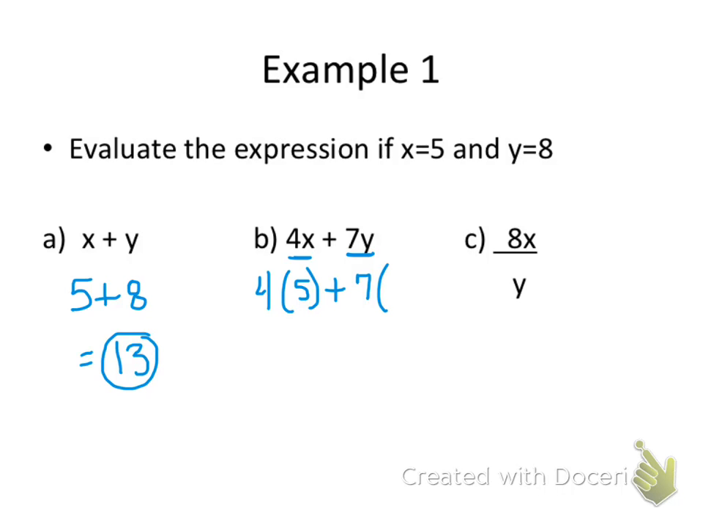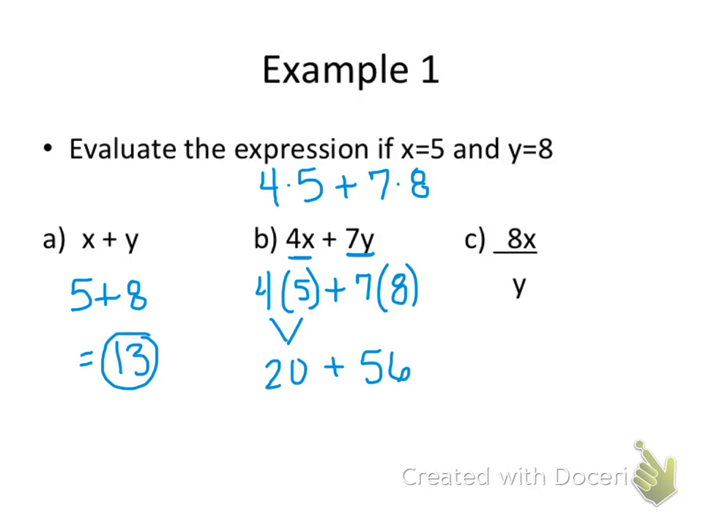Now, what are some ways to show multiplication? I'm using parentheses. Is that the only way that I can show that? So one thing to be careful of is that we don't use a times sign to show multiplication because that times sign would look like a variable. You could, however, if you want to, show multiplication with a dot, so 4 times 5 plus 7 times 8. That would work as well when you use substitution. So then we'll do our order of operations and we'll multiply first, so we'll get 20. And then 7 times 8 is 56. And when we add them together, we get 76.